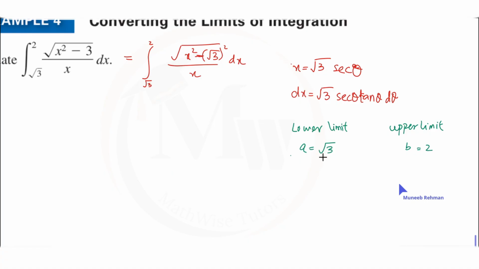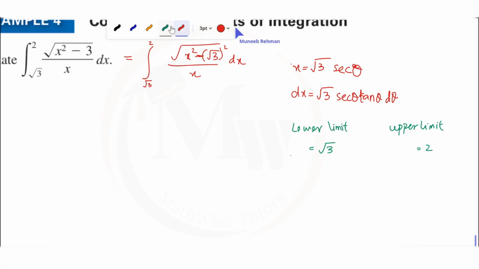when x is square root 3, instead of a and b, let me write x1 and x2. That's more understandable for you. The lower limit is x equal to square root 3 and the upper limit is x equal to 2, right? Now using this we will make the lower limit again, but a new limit using theta.